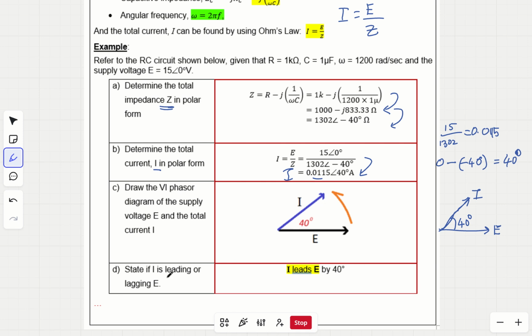Next is to indicate which one is leading, I or E. If the angle of I is positive, that means I is leading. And you can also see here I is above. So I leads E. That's all for this section. Thank you.